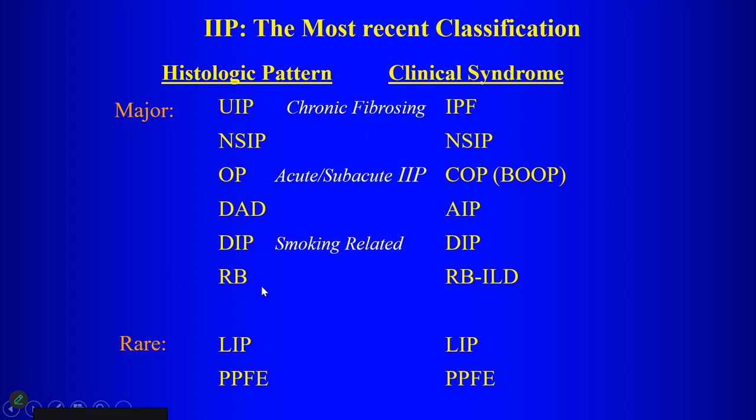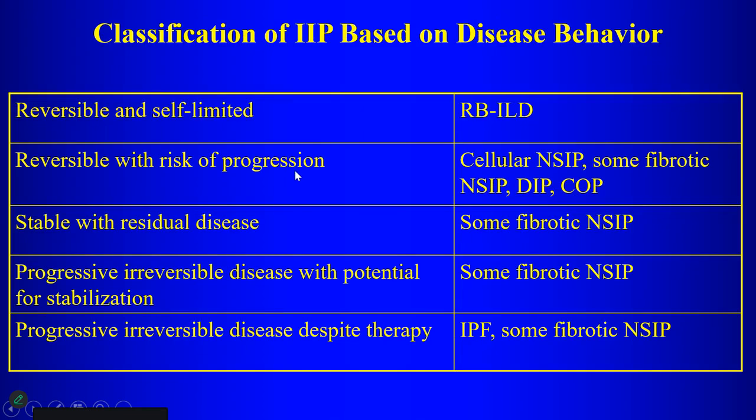Respiratory bronchiolitis is the histologic pattern. But if the patient is symptomatic, the actual name of the disease, we call that respiratory bronchiolitis associated interstitial lung disease, because you can find this in asymptomatic patients who smoke. But if they're symptomatic, we call it RB-ILD. And then LIP, PPFE, and PPFE are the same.